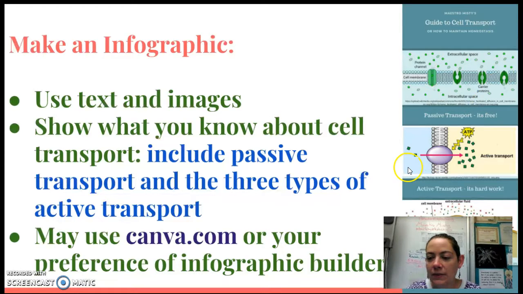There are lots of different websites that can help you make them, but the one that I used is canva.com. If you go to that website and create your own profile, it's free. Then you can start creating an infographic, and I can help you find images and put them together to make a nice infographic to show me what you know about cell transport.